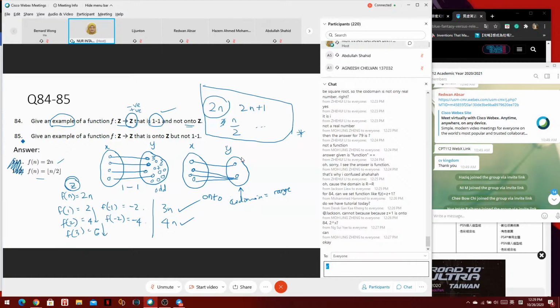Okay, so the answer for 85 is the floor function of n divided by 2. We don't have space here, so I should erase some first. So I don't have extra space. Sorry about that.